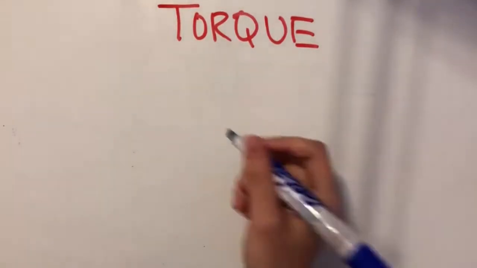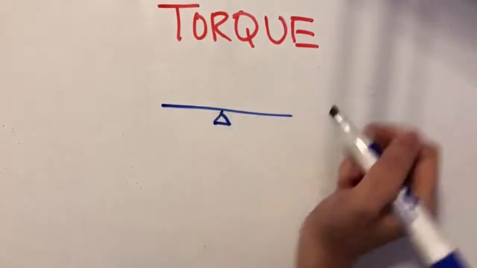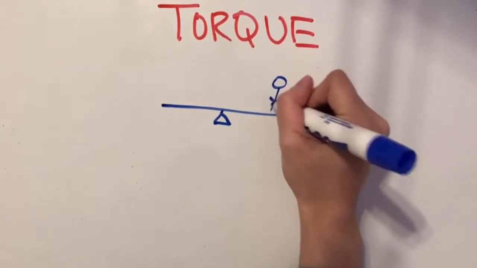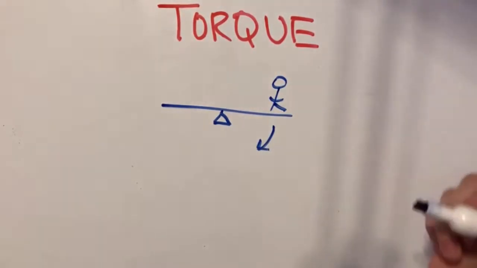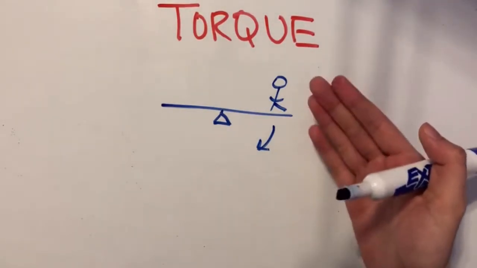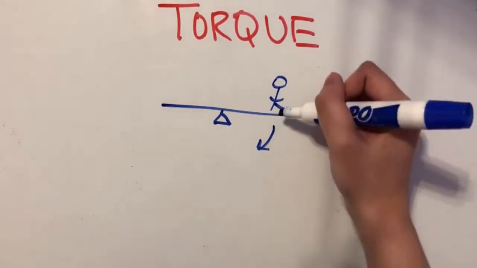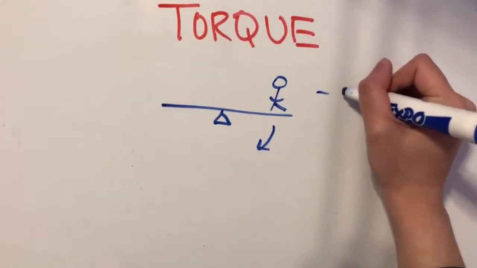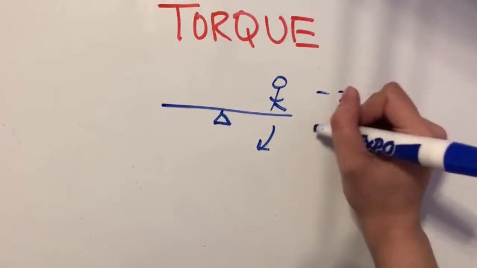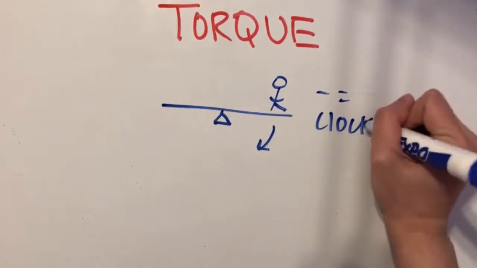When I think of torque, I like to think of a seesaw. And so let's say you're standing on this side of the seesaw. Obviously, the seesaw would rotate this way. And so we'd say that you're exerting a negative torque on the seesaw because you're making the seesaw rotate clockwise. And so clockwise is negative generally. That's basically just the convention for torque.